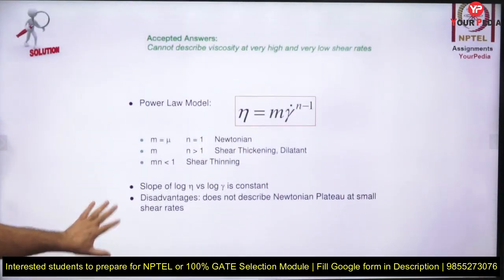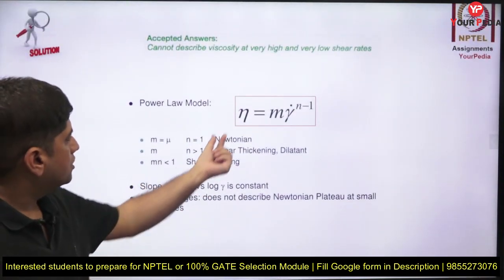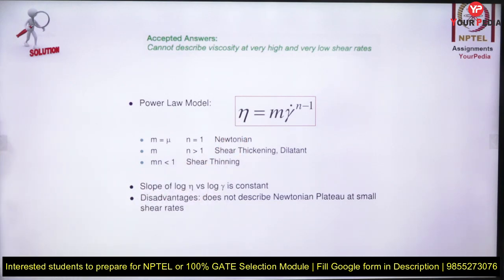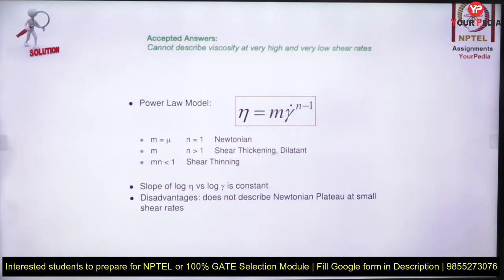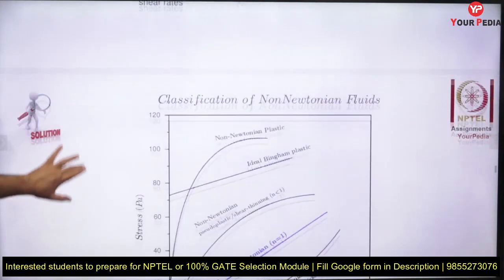Another graph you can plot is log of stress value versus log of strain rate. If I plot that, I am going to get a straight line. That also you should know. And the disadvantage is that it cannot be described at very small rates.